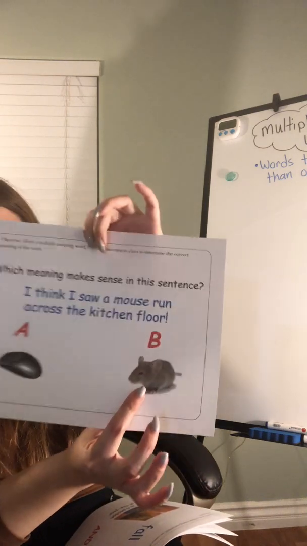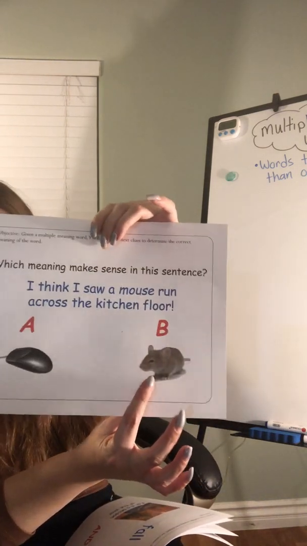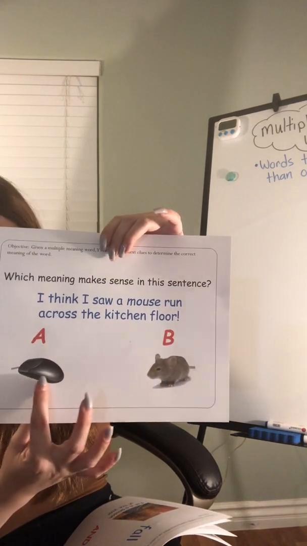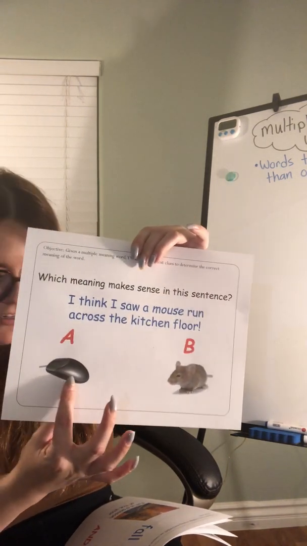Yes, B is correct. This mouse is the mouse that we're using in the sentence. It can't be A because this mouse doesn't run. This mouse can't run across your kitchen.